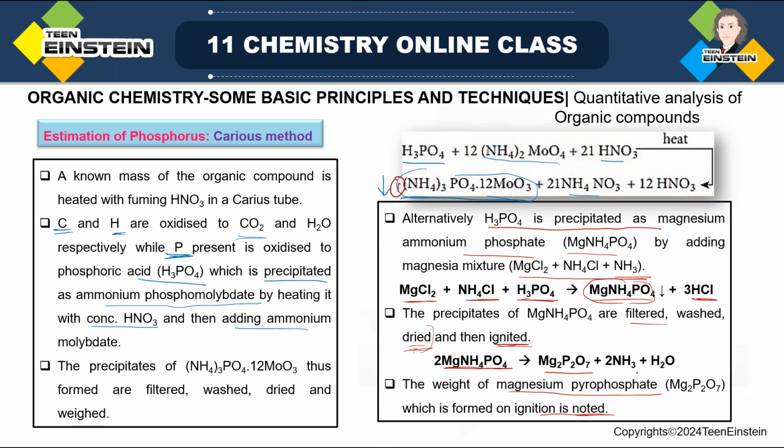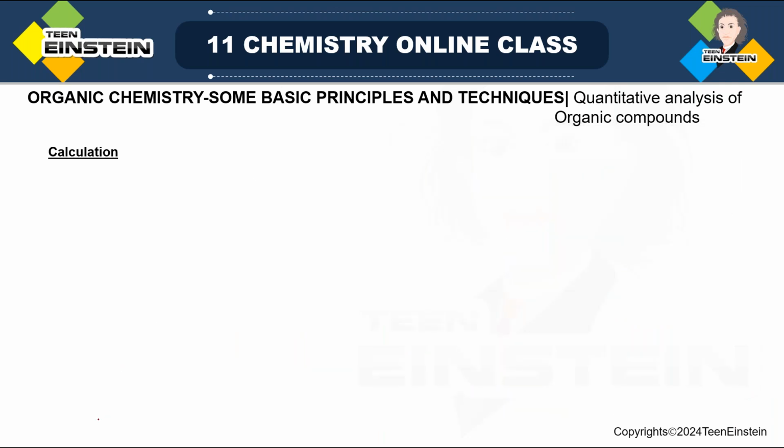As we always do, the precipitate, this is number 1 and this is number 2. In the previous sulfur case, we calculated the molar mass of BaSO4. In this case, we will calculate the molar mass of first this precipitate, and for the alternative method, you have to find the molar mass of Mg2P2O7. So in the next slide, we will do the calculation.